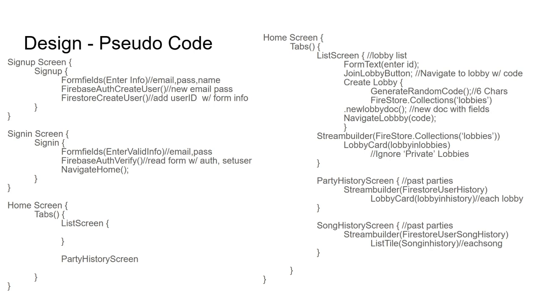And these cards will not display lobbies that are private, so those will be excluded. Then we have the party history screen. This has a stream builder which just generates lobby cards for each lobby that the user has joined. So each lobby is stored in the user's personal party history. And again, it's the same deal for the song history screen. For any songs you've listened to in past parties, they will be stored in the Firebase user song history, and there will be list tiles for each song.